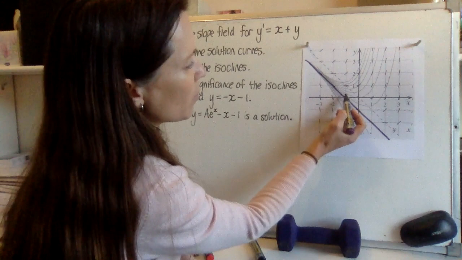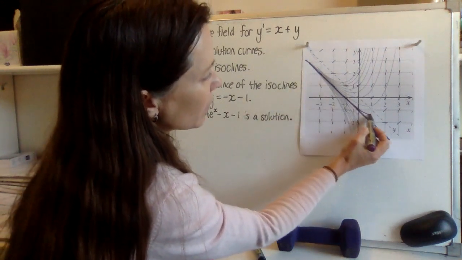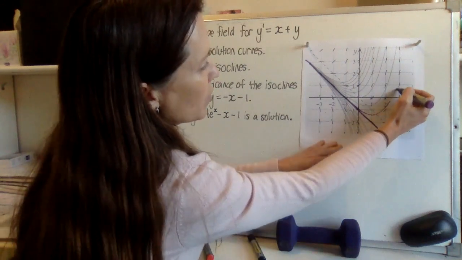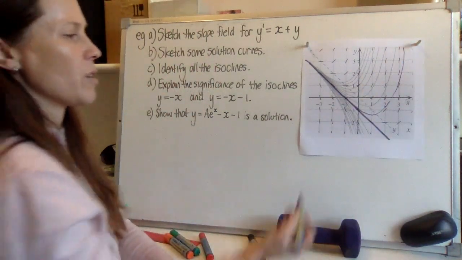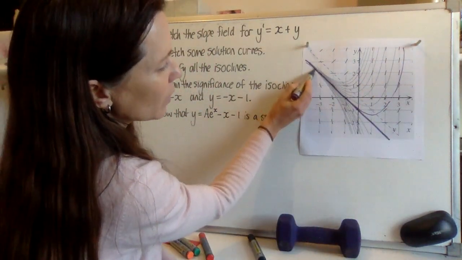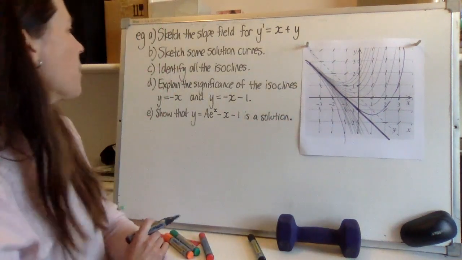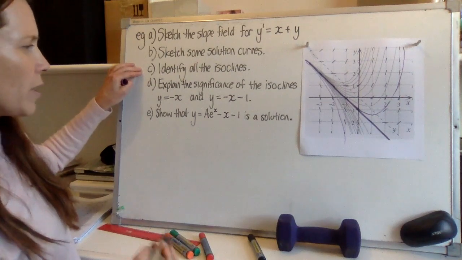We could draw another one here ourselves by going down here and then threading our way through the slopes. Okay, we can draw in as many as we like. Out here, we could have others that are coming out this way, and there's lots and lots of solution curves there. Identify all the isoclines.